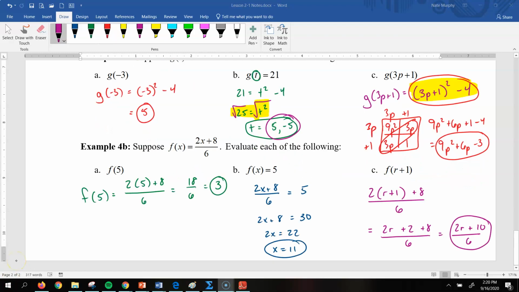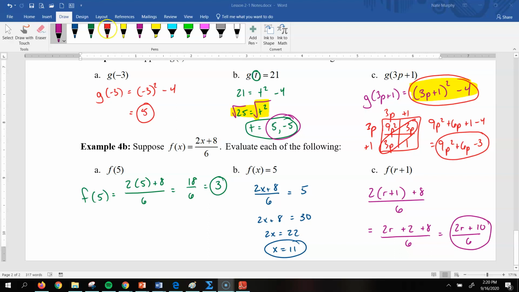So for the first one, that's going to be the easiest one, part A. You would just put 5 into that expression. So we'd have 2 times 5 plus 8, all divided by 6. Or 2 times 5 is 10, plus 8 is 18. So our numerator would be 18. Divide that by 6, and you get your answer there of 3.